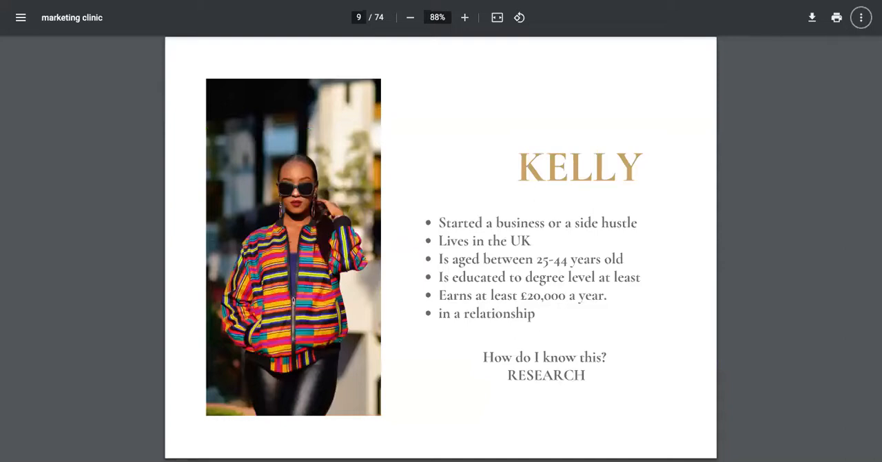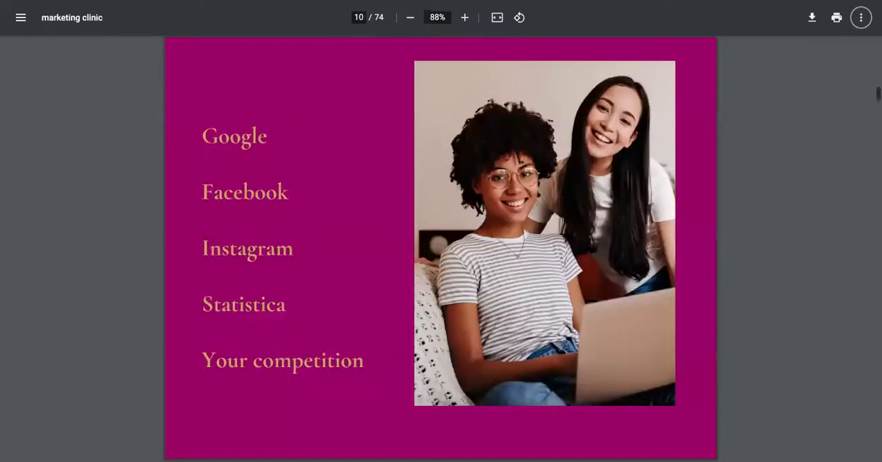Now it can happen that when you get clients, it falls into that or it falls out. They could be earning more, for example. They could be slightly younger. Instead of being in a relationship, they are single. But you have the bulk of things in there. This is what I was looking at. The main aspect was that she started a business or a side hustle.